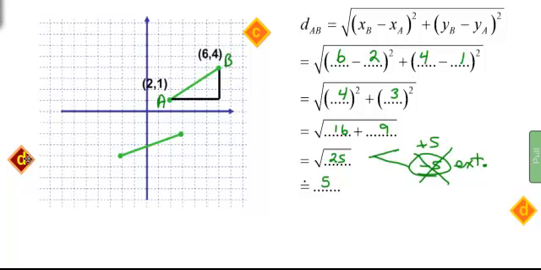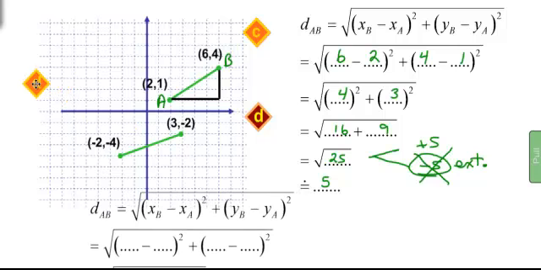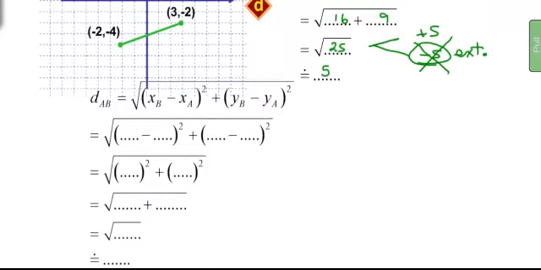Let's take a look at the next one. Okay, a little bit more complicated because we've got some negative numbers. So we'll take the same formula and substitute in the new numbers that we've got. Doesn't matter which point you call A and which point you call B. I'm going to call this one B and this one A.